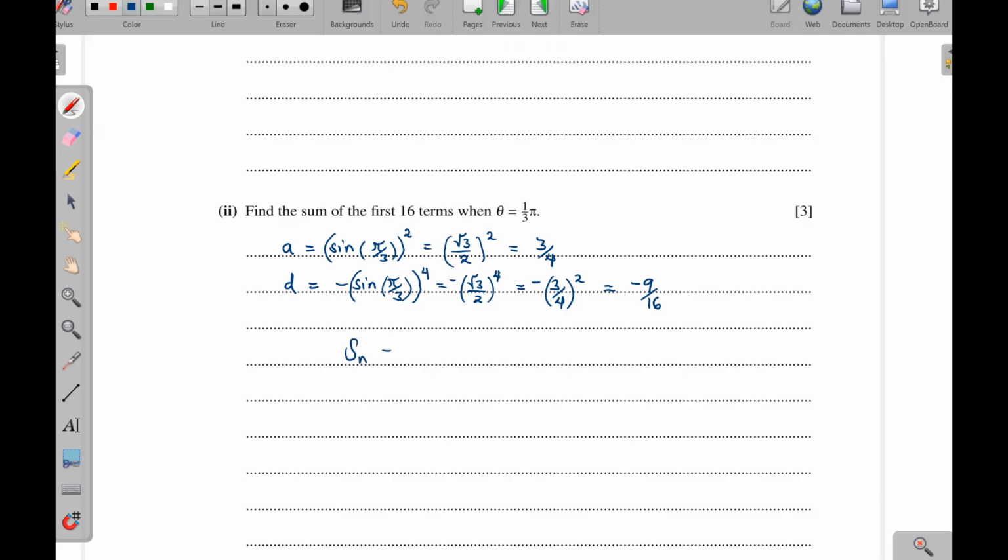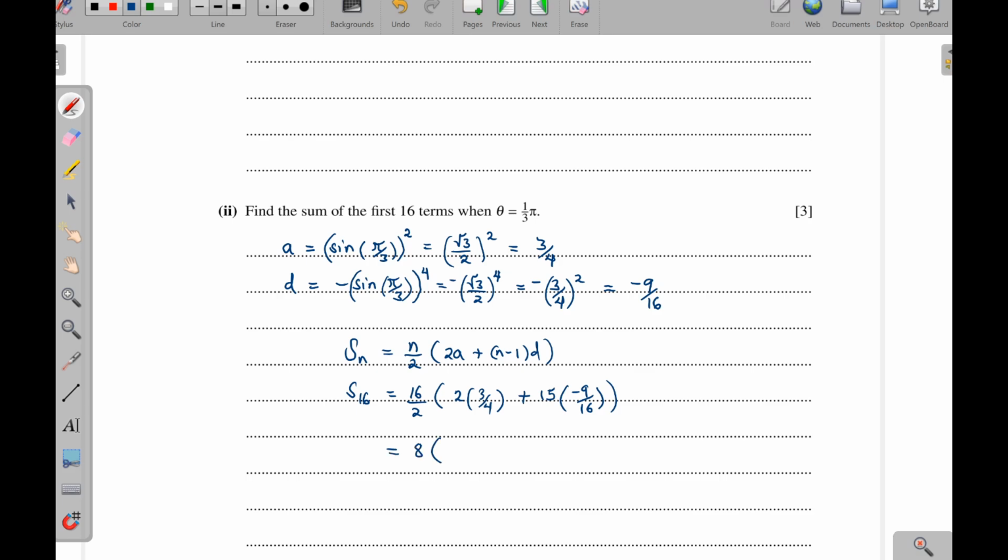of the first n terms of an AP is given by n over 2 into 2a, then plus n minus 1 d. Not so? So what is our n? So sum of the first 16 terms, n is 16, then out of 2. Then we have 2 times a, which is 3 out of 4. Then plus 16 minus 1, that will be a 15. And then times our d, which is negative 9 out of what? 16. Okay, so this will be 8.